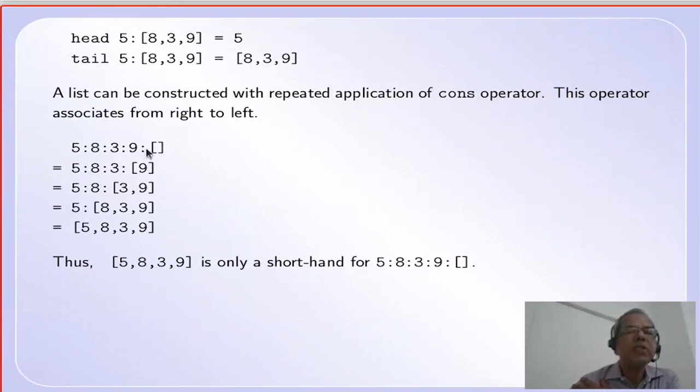The prepend operator associates from right to left. So 9 prepended to the empty list is the list consisting of 9. Then 3 prepended to the list consisting of 9 is the list 3, 9. 8 prepended to 3, 9 is the list 8, 3, 9. 5 prepended to 8, 3, 9 is 5, 8, 3, 9. Therefore, the list consisting of 5, 8, 3, 9 is only a shorthand for 5 prepend, 8 prepend, 3 prepend, 9 prepend, empty list.